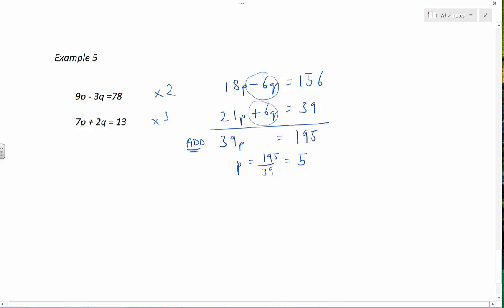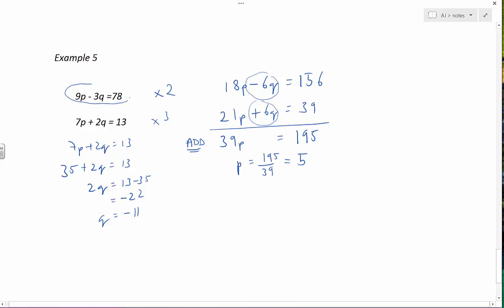If p is 5, then that makes 7p plus 2q equals 13. Well, 7p is 35. 35 plus 2q equals 13. Let's get rid of the 35. 2q is 13 minus 35, which is minus 22. So q is minus 11. So p is 5, q is minus 11.